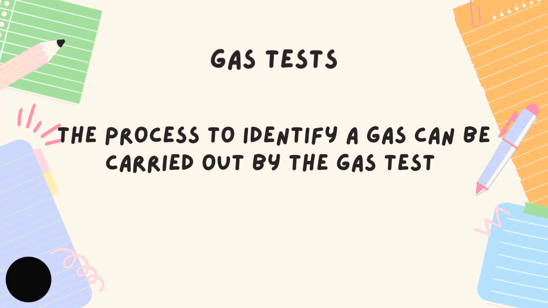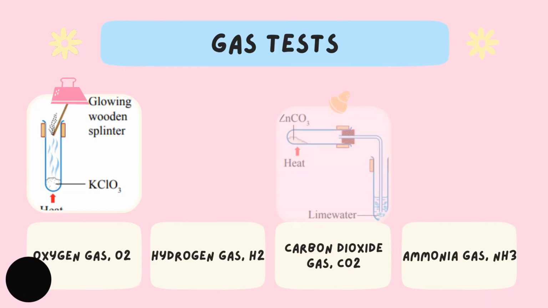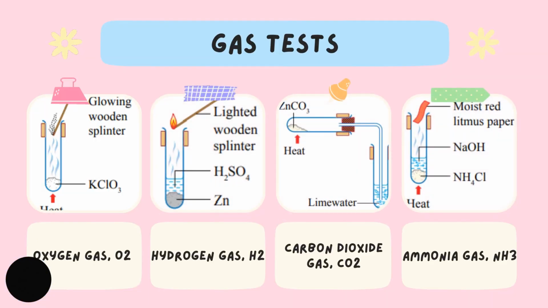Okay, when salt is heated, the salt will produce a gas. So to identify a gas, it can be carried out by the gas test. So here are some of the gas tests. For oxygen gas, we use a glowing wooden splinter. The glowing wooden splinter will ignite when it is inserted into a test tube containing oxygen gas.